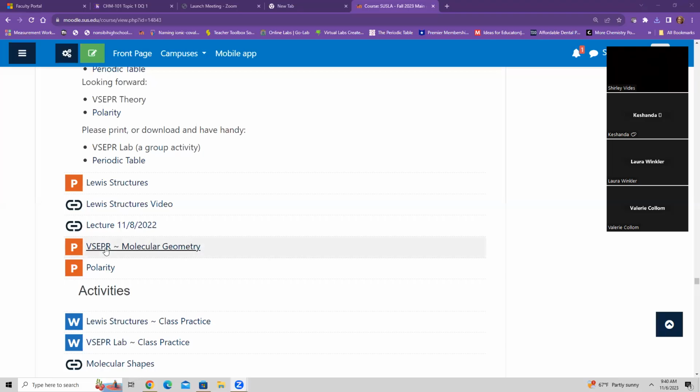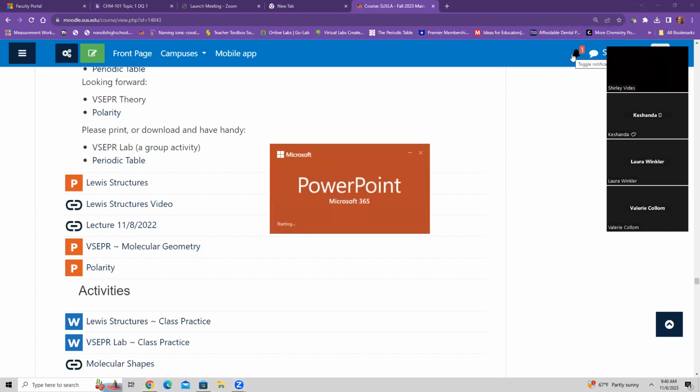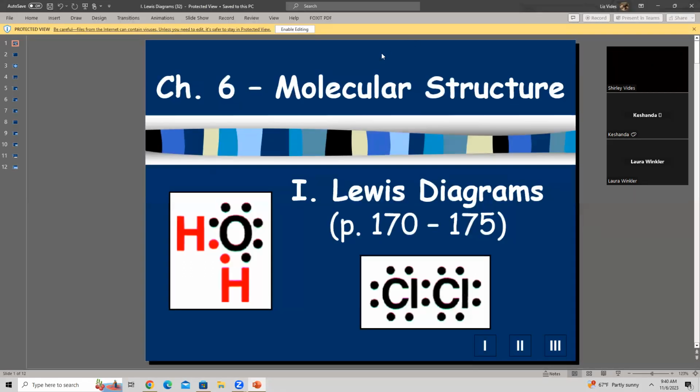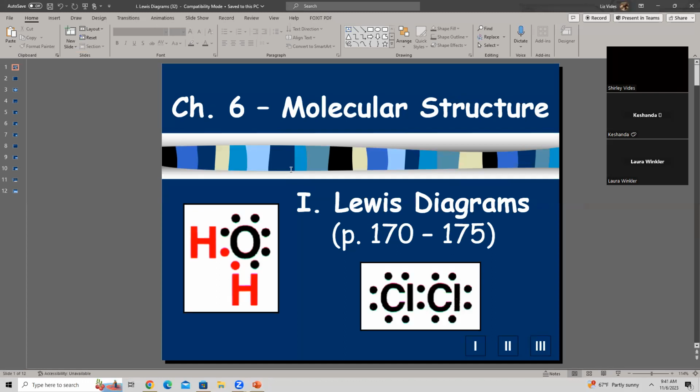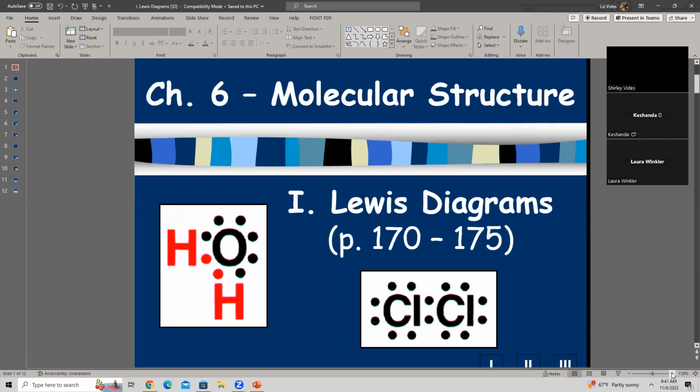And we're looking at Lewis structures. This PowerPoint right here should have already downloaded. Let me see. Yep, there it is. So there are going to be some steps that you're going to have to follow to the T, okay? Because this is a very important part of knowing how to do Lewis structures and everything else that comes after that. So Lewis structures are very important for a lot of other things.